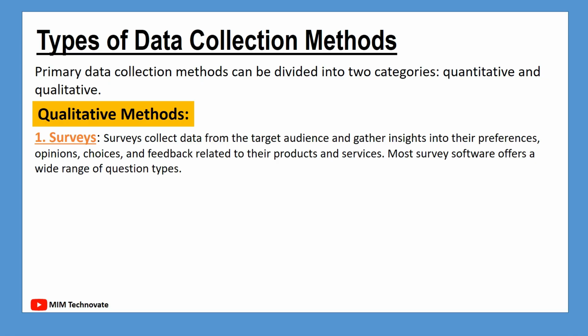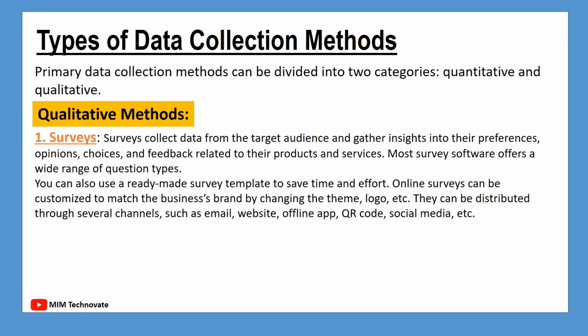1. Surveys. Surveys collect data from the target audience and gather insights into their preferences, opinions, choices, and feedback related to their products and services. Most survey software offers a wide range of question types. You can also use a ready-made survey template to save time and effort. Online surveys can be customized to match the business's brand by changing the theme, logo, etc. They can be distributed through several channels, such as email, website, offline app, QR code, social media, etc.